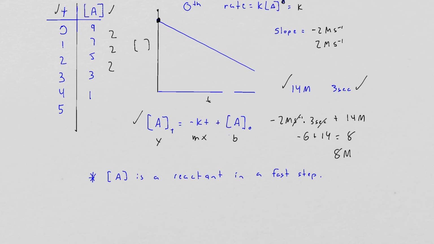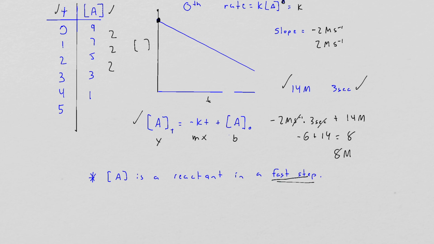Obviously, if you get past 7 seconds, okay, because 7 times 2 is 14, that's where you'll cross the line where [A]t is 0. A couple of things to note here about where we're going with this. You should be aware that when something is a zeroth order reactant, that generally means it's not in the rate determining step. It's going to be occurring during a fast step in the reaction.